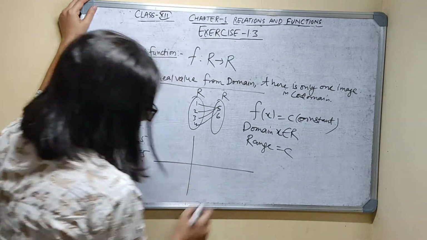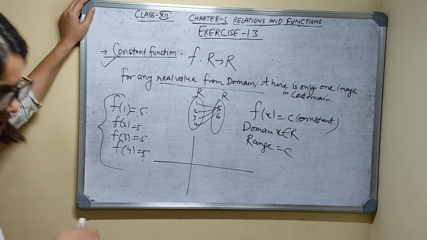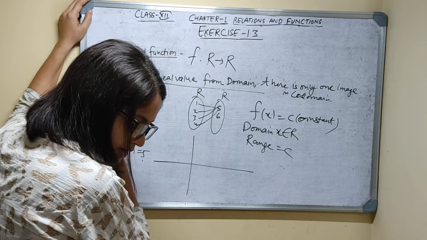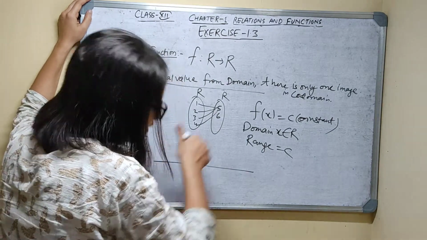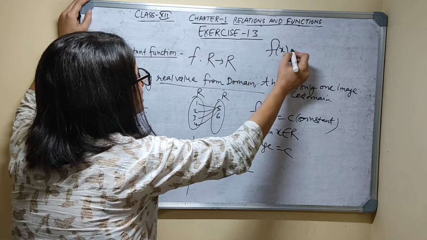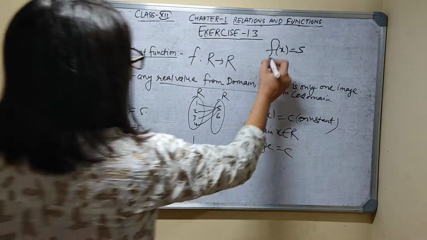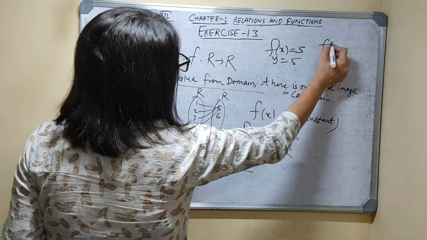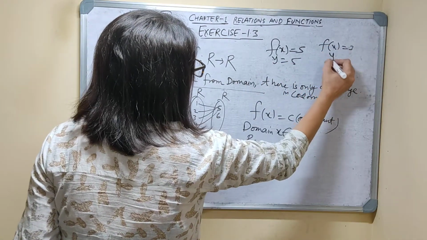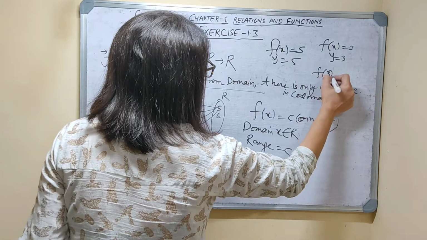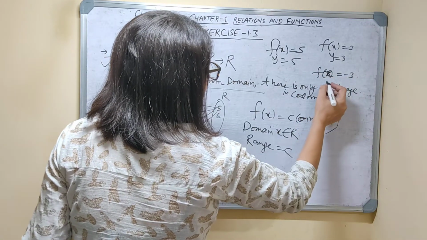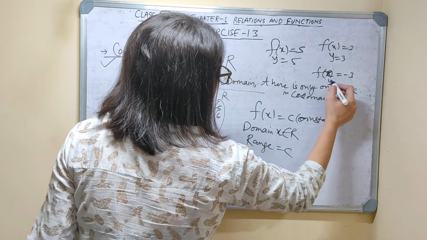I will explain with an example. If I draw a graph, here range is equal to c. It means if I write f of x is equal to 5, any constant number, it means y is equal to 5. If I write f of x is equal to 3, it means y is equal to 3. If I write f of x is equal to minus 3, that is y is equal to minus 3.